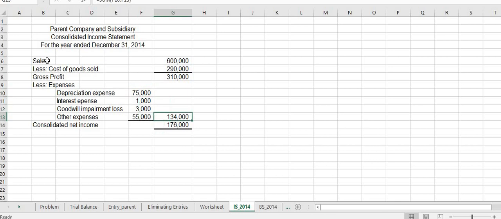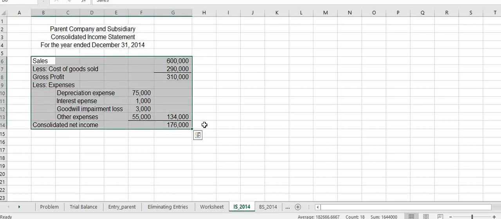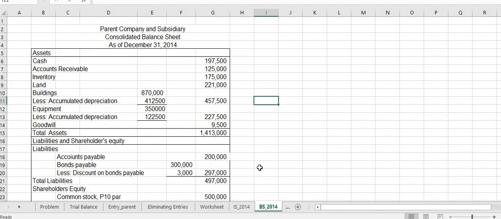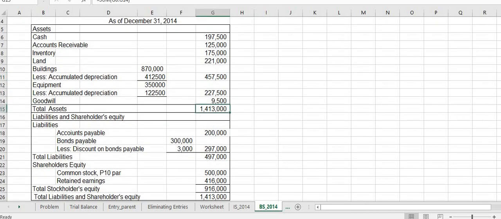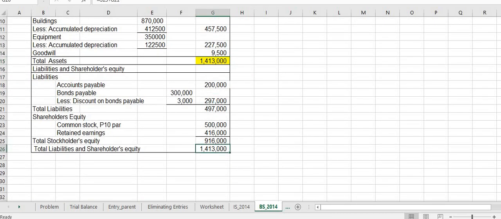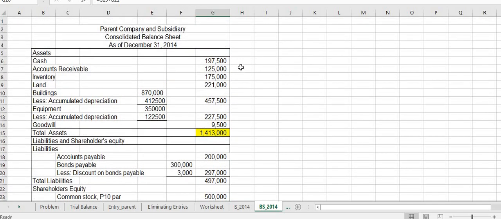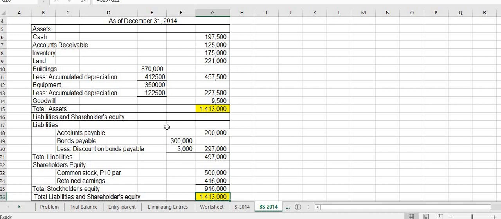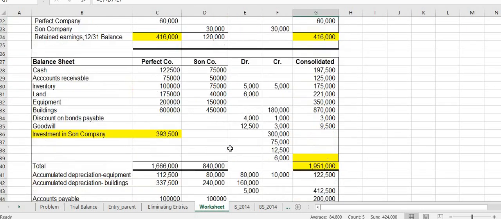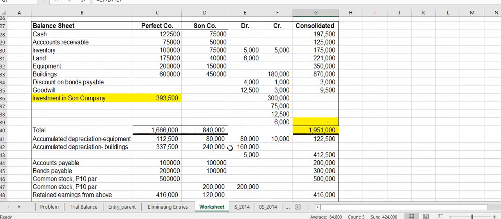So again, you may refer this to your worksheet. As to preparation of the balance sheet, the figures you can actually refer to your worksheet. Okay. So you have total assets of 1,413,000. Okay. Again, you may refer this to your worksheet, yung balances natin. Okay.